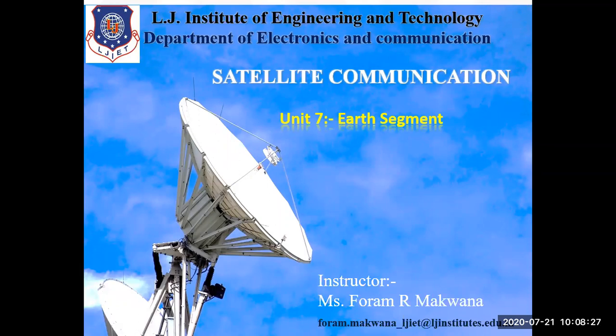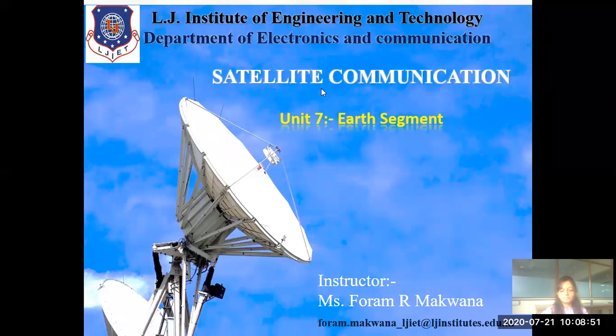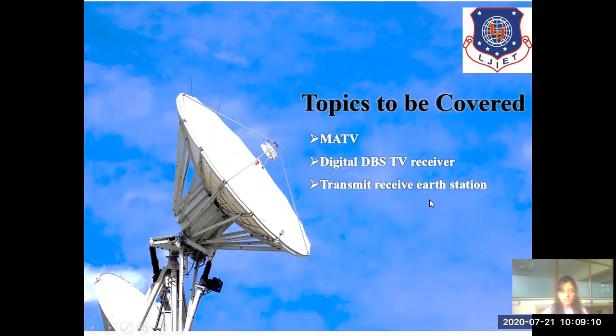In the last session we have started unit number 7, that is Earth segment. We have covered receive only home TV system and community internet TV system in the last session. In today's session we will see what do you mean by master antenna TV system, digital DBS TV receiver, and the transmit receive Earth station.